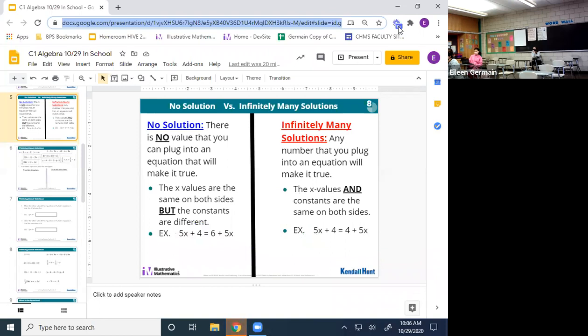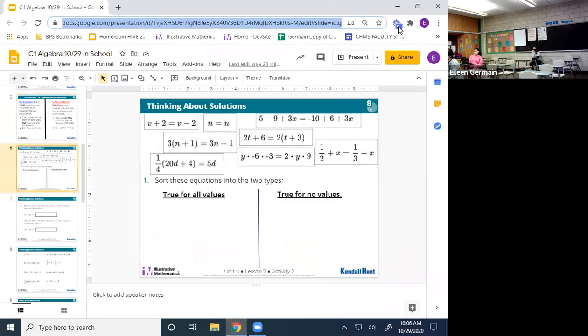Wonderful. So now we're going to be back in our textbook. If you have your textbook, I want you doing this in your textbook. We are going to sort these equations into two types: true for all values and true for no values. Some of these, like n equals n, you won't have to do any work for, because our x's on each side are the same and our constants are the same on each side.